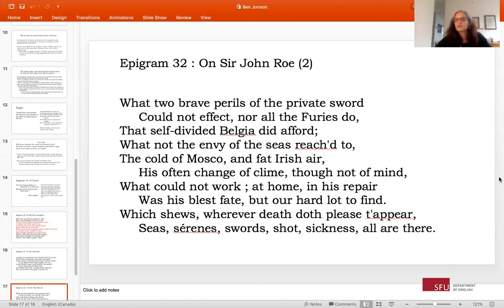So there's no comfort at the end of this poem or anywhere in the poem. It's just a disturbing list of the noxious ways in which death does its work, and the arbitrariness of death.